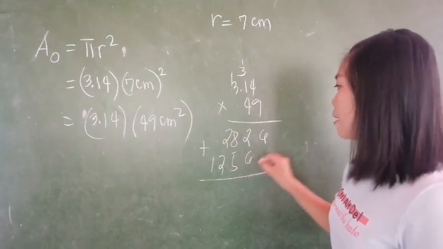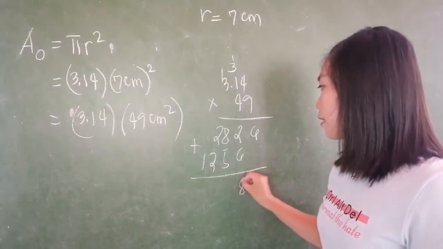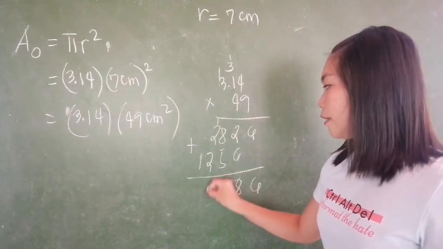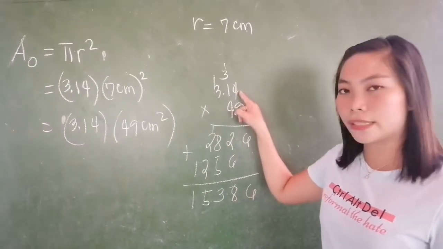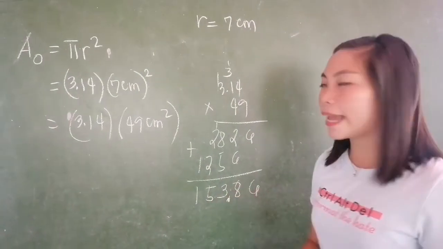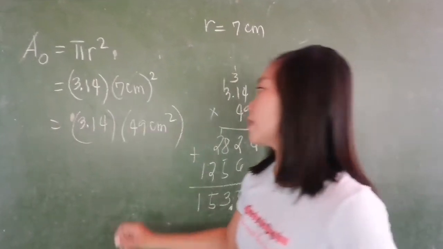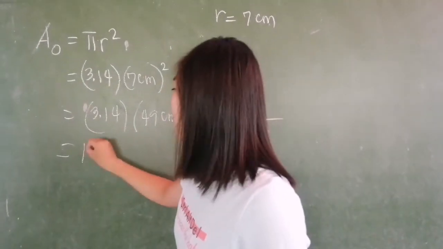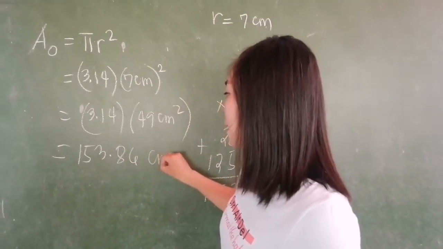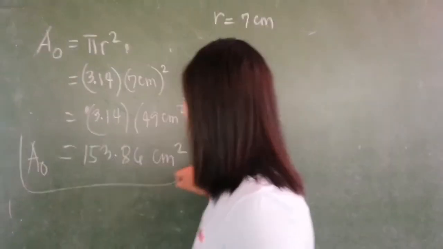Then add. Bring down 6. You have 2 plus 6, that is equal to 8. Then 8 plus 5 is 13, carry 1. Okay, 5. Then 1. Count the decimal places. You have 1 and 2, 1 and 2. Therefore, the area of a circle having the radius 7 centimeters is equal to 153 and 86 hundredths square centimeters. That is the area of a circle.